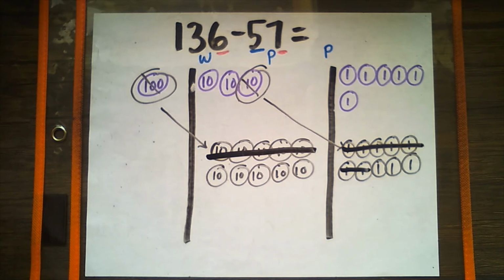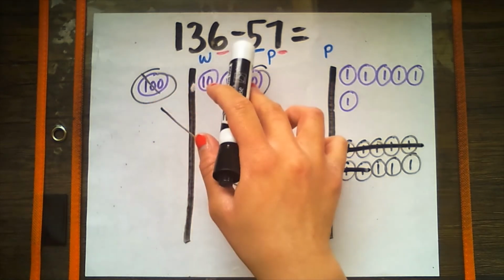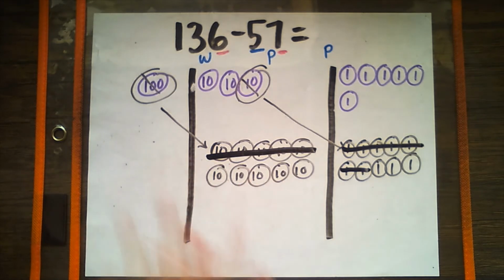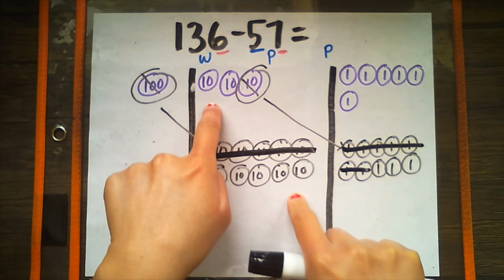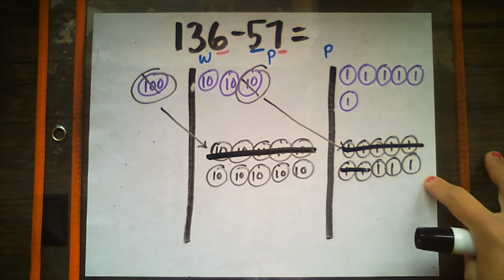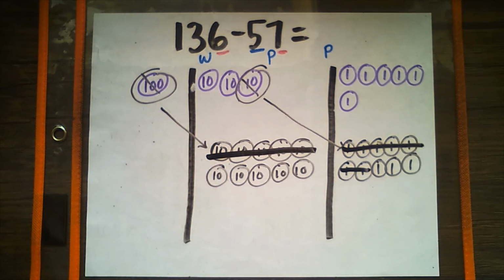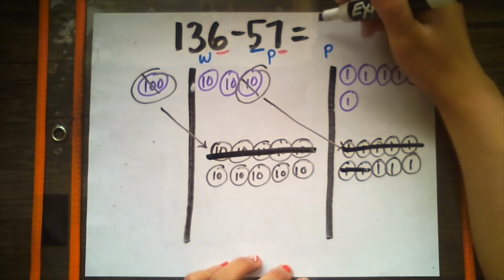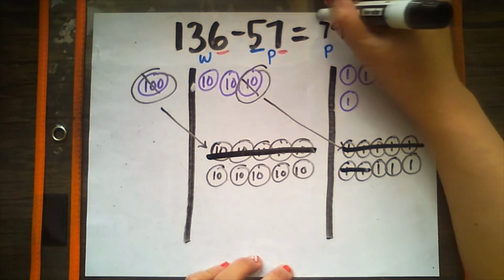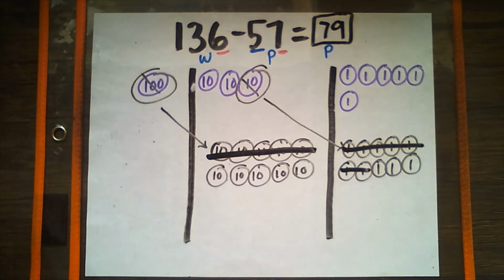What is the solution of 136 minus 57? Take a look. What is it in the say 10 way? 7 tens, 9 ones. Standard form would be 79. Box it in because that's our solution.